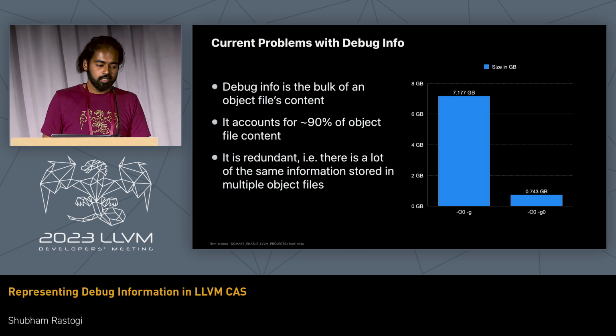Debug info is also redundant. That is to say that there is a lot of the same information stored in multiple object files. This usually happens because of redundancies due to header file inclusions, right? Where each translation unit gets a copy of a header file's content in the debug info sections.